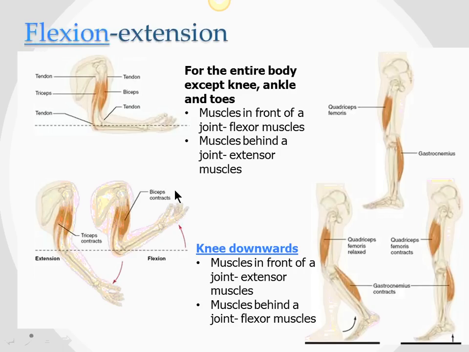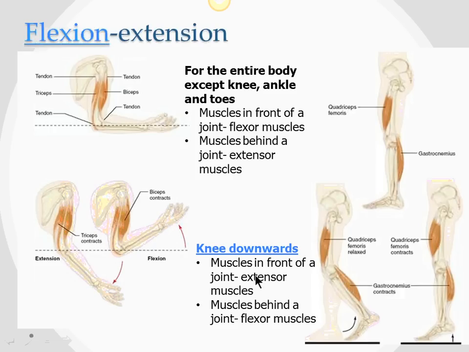So here are pictures showing you flexion and extension. If you look for the entire body except the knee, ankle and toes, muscles which cross in front, as you can see here, will cause flexion. Muscles which cross behind will cause extension. So you can see here it's showing you biceps lying anterior, triceps lying posterior to the elbow joint. Notice when the biceps contracts, you have flexion. When the triceps contracts, you have extension.